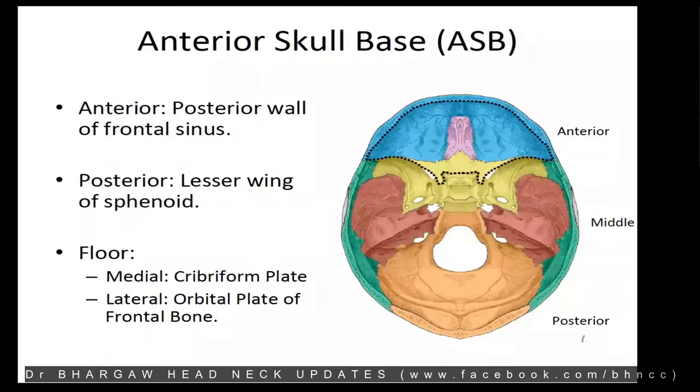So just to begin with, anterior skull base, the boundary, as you see the dotted line here, that forms the anterior skull base. The posterior wall of the frontal sinus forms the anterior boundary. The posterior boundary is formed by the lesser wing of the sphenoid, and the floor is formed medially by the cribriform plate and laterally by the orbital plate. So this area is the anterior skull base, and that's our focus for today's discussion as well.